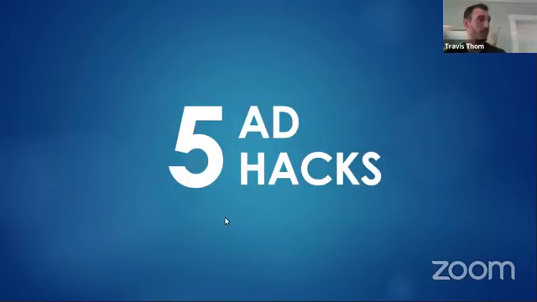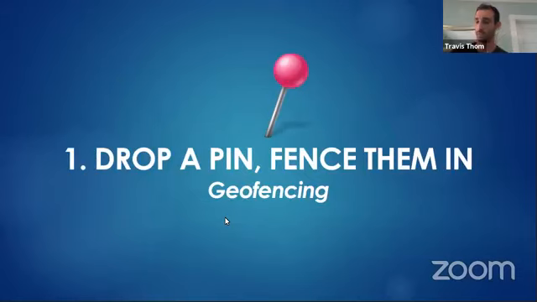Right. Now we've gotten that out of the way. Five ad hacks. All right, so this one is covering geofencing. And geofencing is essentially dropping a pin, and inside of Facebook in the ad manager, in the actual ad targeting, you can drop a pin inside a certain location, and then target that audience.